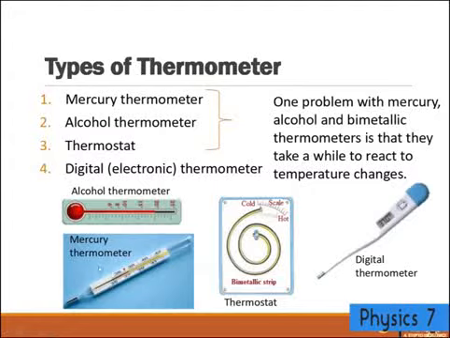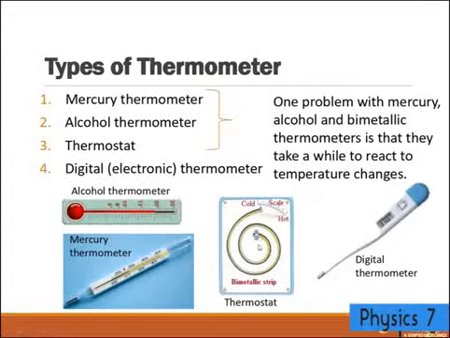Now, the second class of thermometer is the alcohol thermometer. And this is used to measure extremely low temperature, and it ranges from minus 80 degrees Celsius to 100 degrees Celsius. Most of the thermometers that you use in your science laboratories tend to range from 0 degrees Celsius to 100 degrees Celsius.